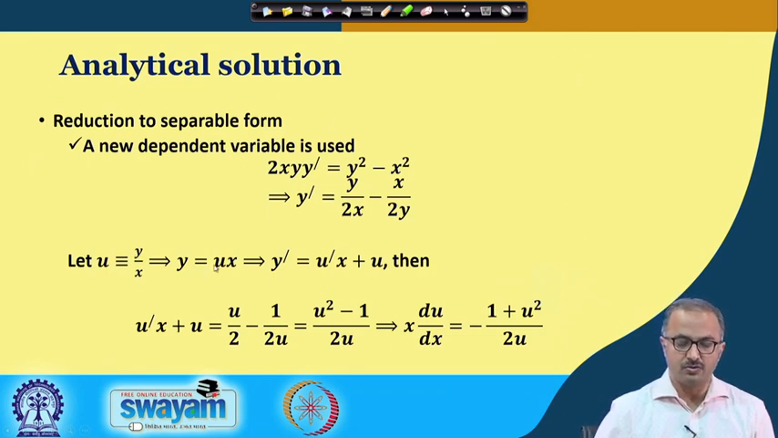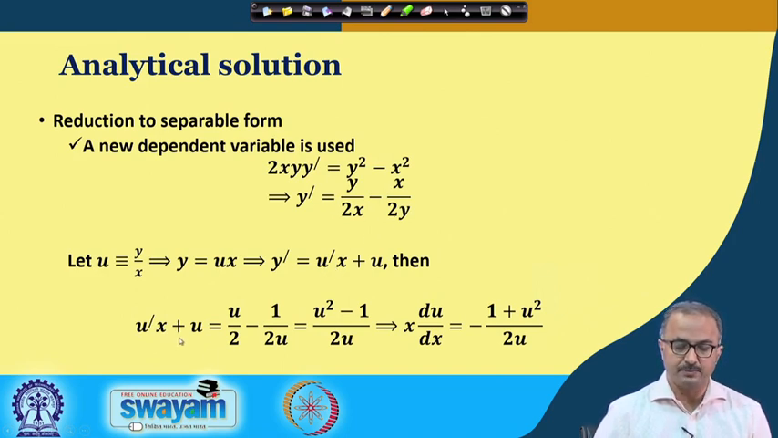So, y is equal to ux. Now, with this definition, you write that y prime equal to u prime x plus u, where y prime is dy by dx. So, dy by dx equal to du by dx into x plus u, because dx by dx is 1. So, here you have this particular thing. Now, what I do is equate this with the earlier expression.